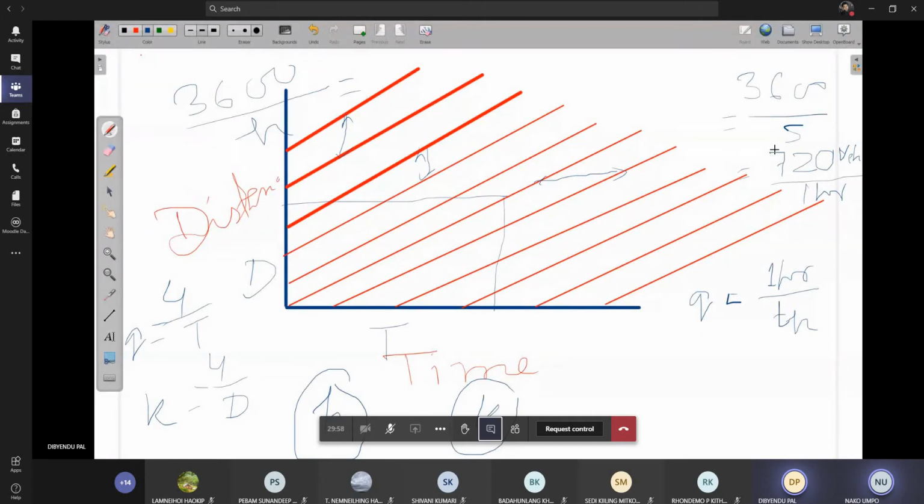So what we are talking about here is 3600 seconds, 1 hour. If the time headway of each vehicle is 5 seconds, then 3600 divided by 5 seconds gives me a value of 720 vehicles. So these 720 vehicles have crossed the section in 1 hour.